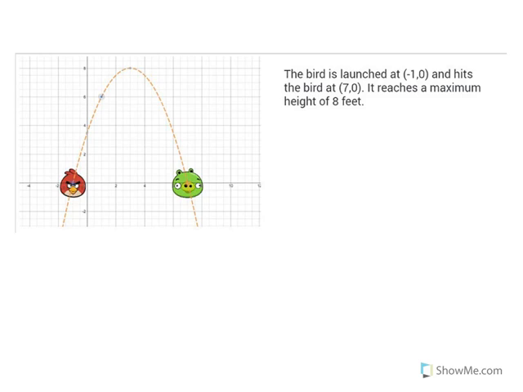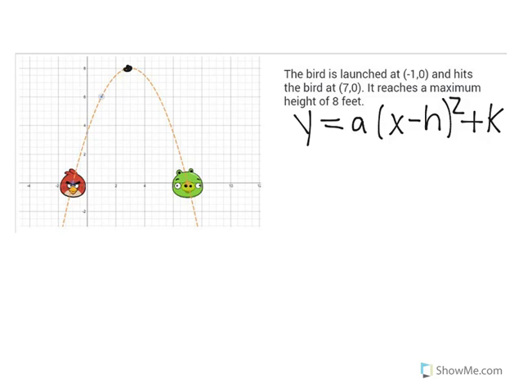Now our Angry Bird is launched at negative 1 and it hits the bird at 7, 0. We also know that it reaches a maximum height of 8. So the first thing, remember, we're going to use our vertex form equation. So the first thing I want to do is identify my vertex, which is this point, the highest point right up here.